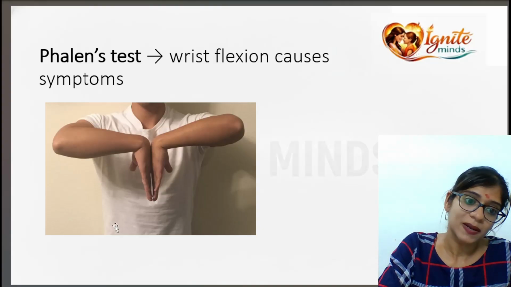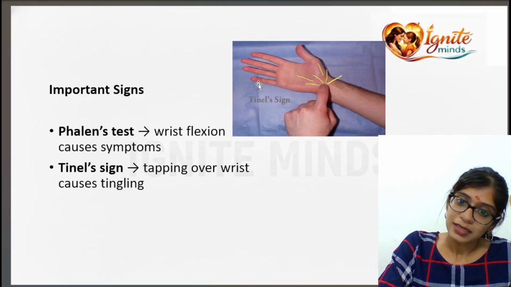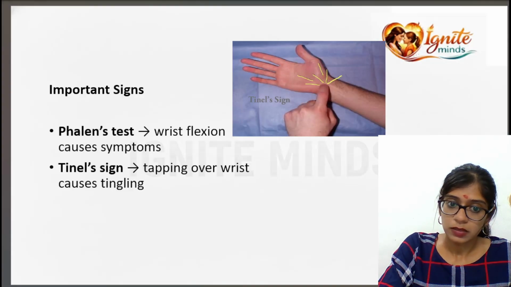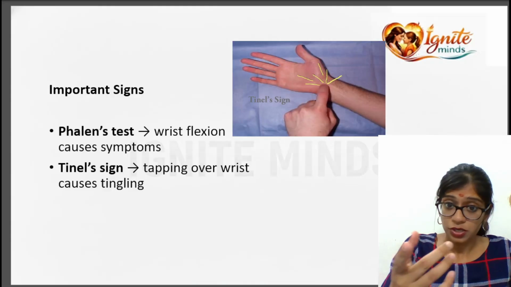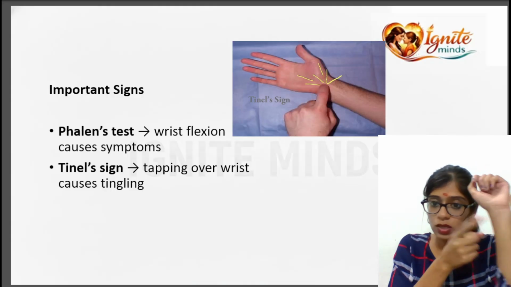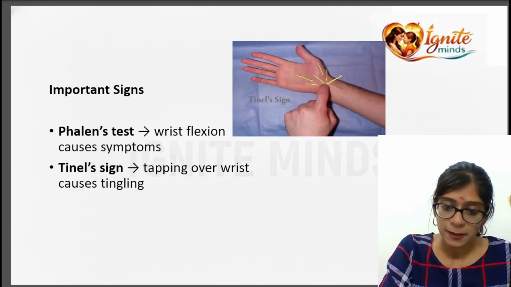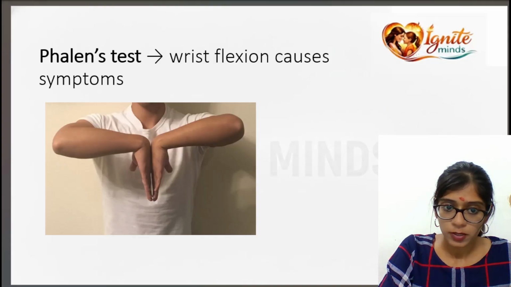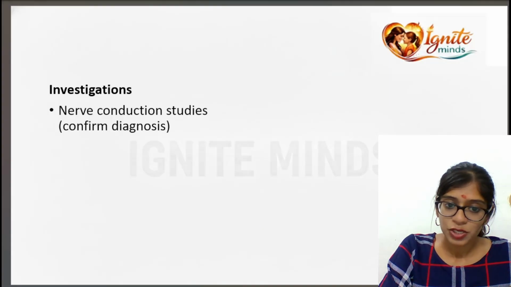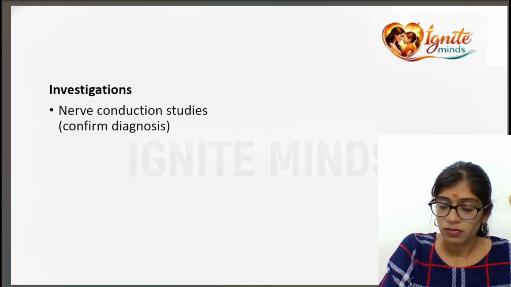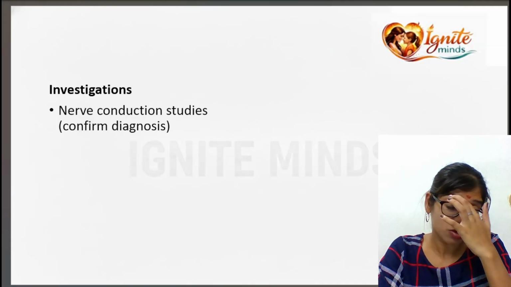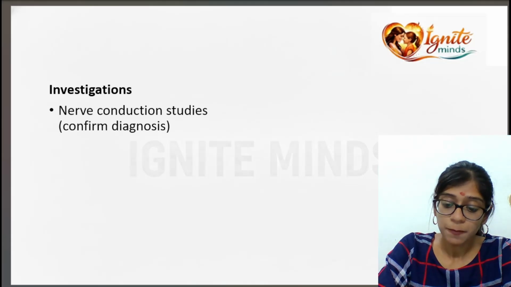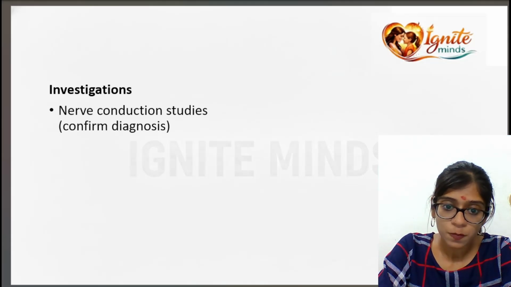Okay, they have given it as an image based question. It is seen in this picture. This picture shows you tunnel sign, tapping over the median nerve, that is tunnel sign. And the next picture shows you Fallon's test. Okay, investigation: we want to see how the nerve is working there, whether it is compressed or not. We do a nerve conduction study that will confirm the diagnosis.